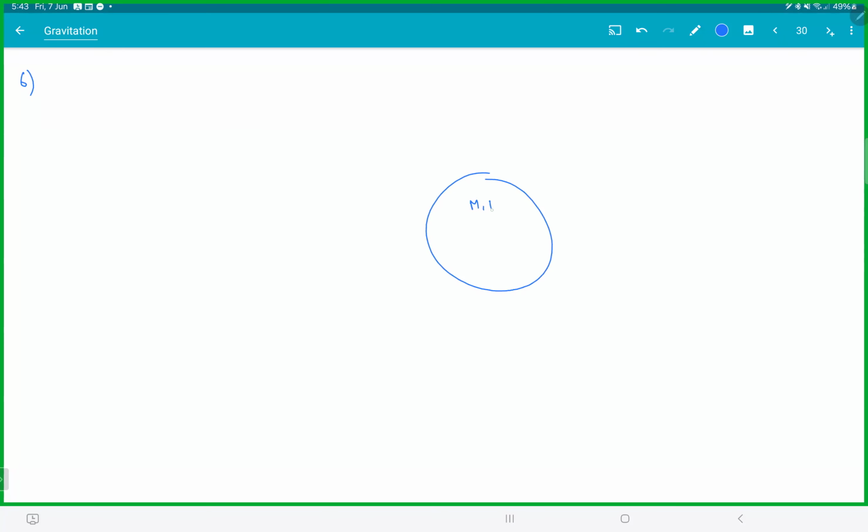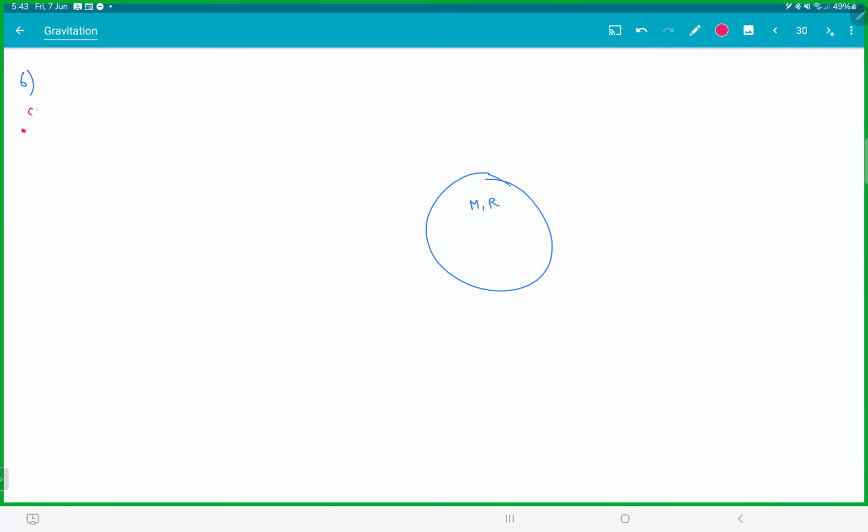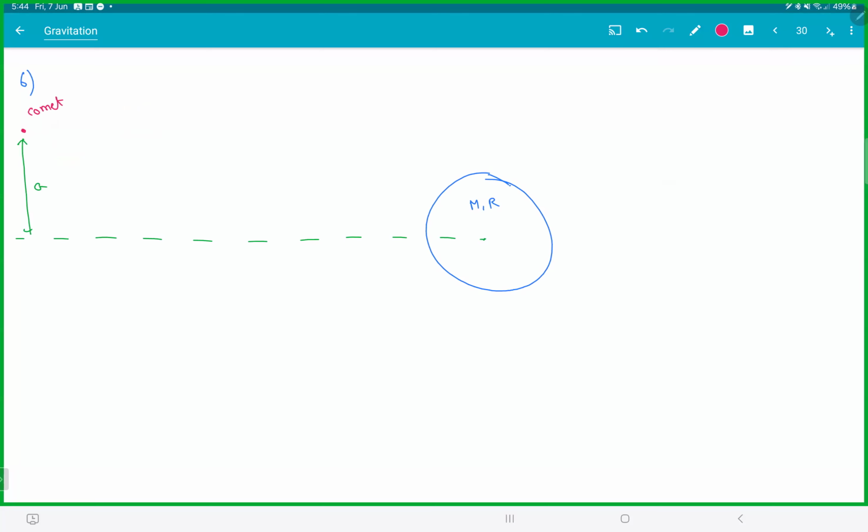We have a planet of mass m and radius r. Very far there is a comet which is going with speed u. From the center, this distance is a. So the question is, as it's getting closer and closer to the planet, it will get attracted by the planet. So find the minimum speed so that it does not collide with the planet.